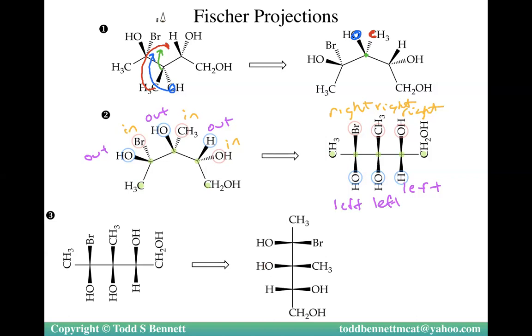If you were to look at it in 3 dimensions, you're going to do a top view. But for Fischer projections, we just know that to be true, but we don't actually draw them. We don't draw the bow ties, we just draw the lines.